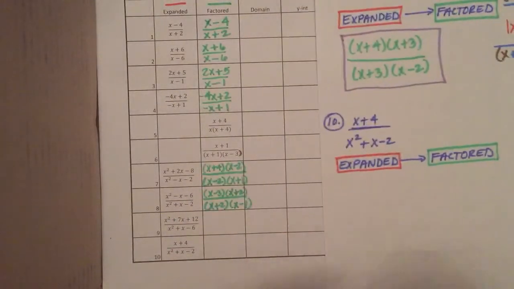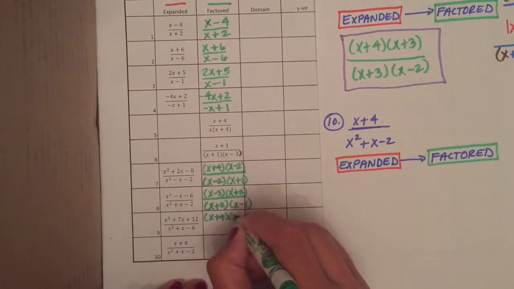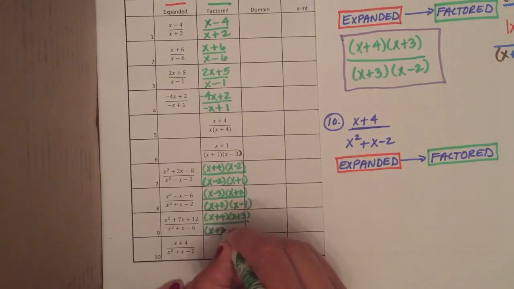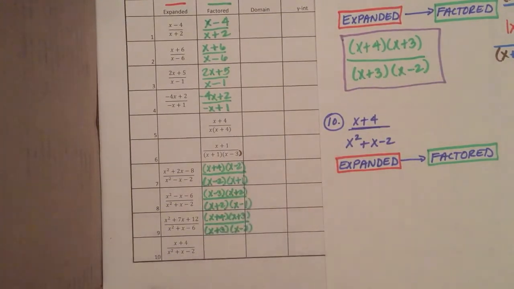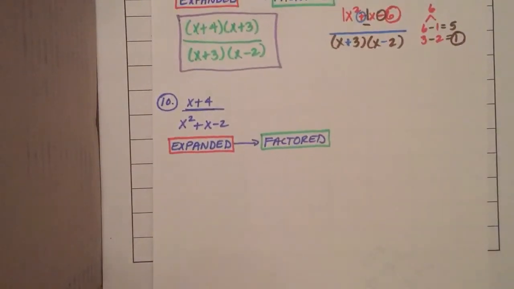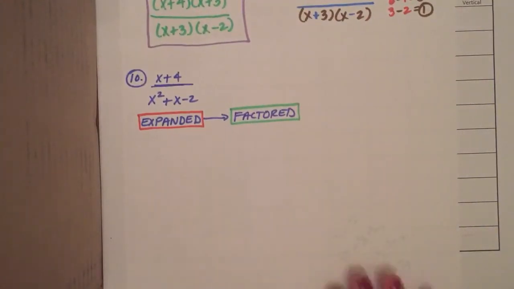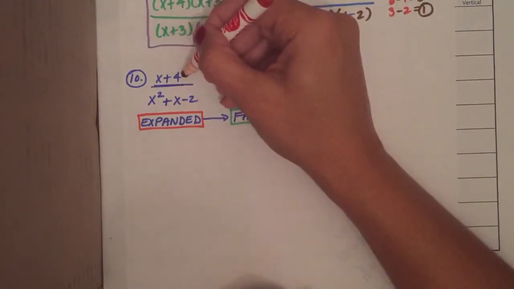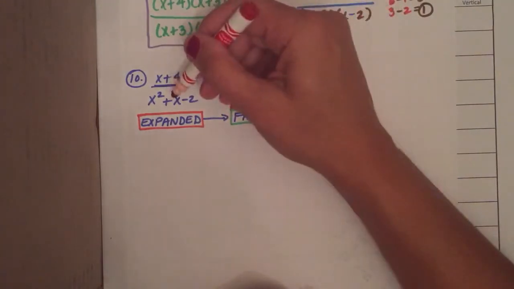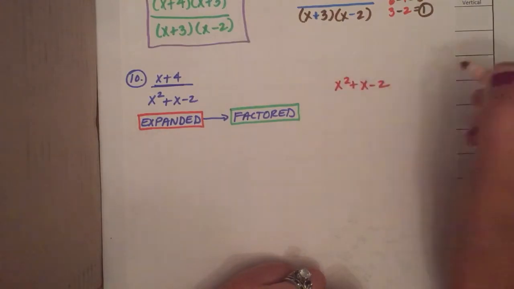So the factored form for number 9 is (x plus 4)(x plus 3) over (x plus 3)(x minus 2). All right, we're moving along. We've got one more to do. Let's look at number 10. So let's look at getting number 10 into factored form. Well, if I look at the numerator, x plus 4, that doesn't need to be factored. It's already set up for us. So really the only thing I have to factor is the denominator, which is x squared plus x minus 2.